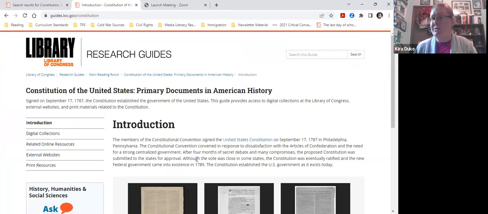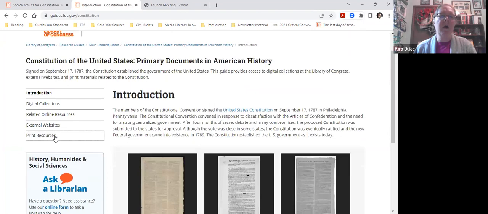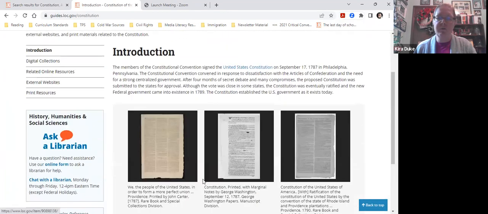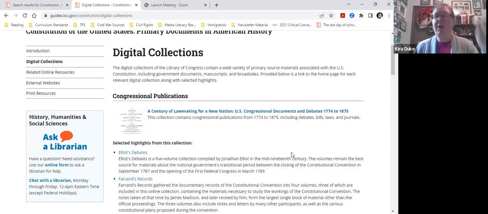And then we get to one of the new research guides. And again, I love these things. I find them so helpful and beneficial when I'm trying to find primary sources for things that we're doing in the newsletter or things we're doing in workshops. So introduction, again, just a general overview, a couple of featured sources. And then over here on the left, you can click on digital collections. And what they're going to do is say, okay, here we have this collection. So the first one, A Century of Lawmaking.